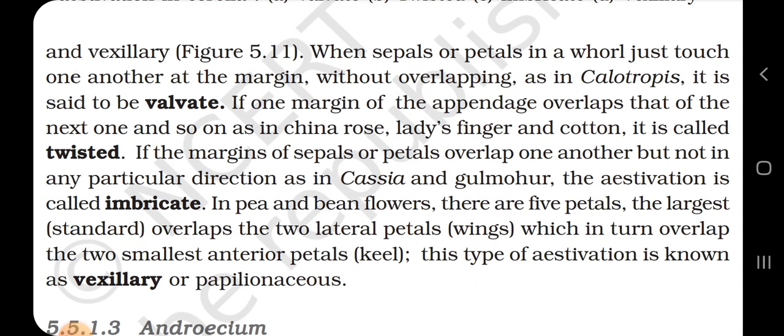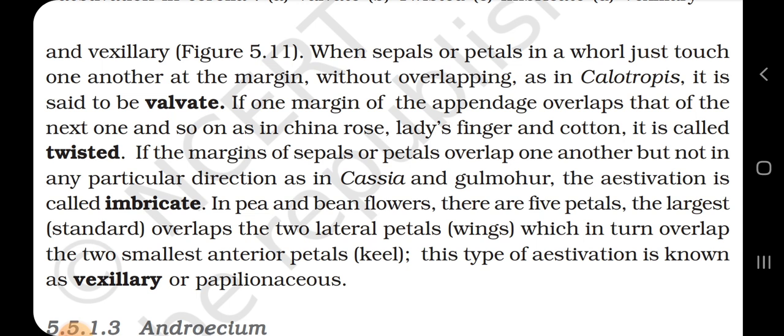Figure 5.11. When sepals or petals in a whorl just touch one another at the margin without overlapping, as in calotropis, it is said to be valvate. If one margin of an appendage overlaps that of the next one and so on, as in china rose, lady's finger and cotton, it is called twisted. If the margins of sepals or petals overlap one another but not in a particular direction, as in cassia and gulmohar, the estivation is imbricate.